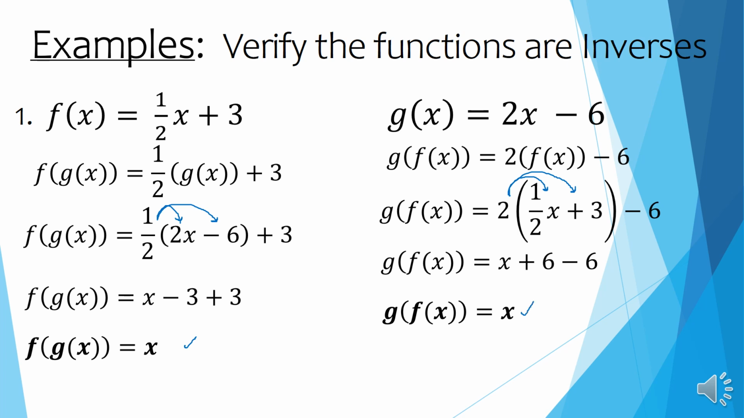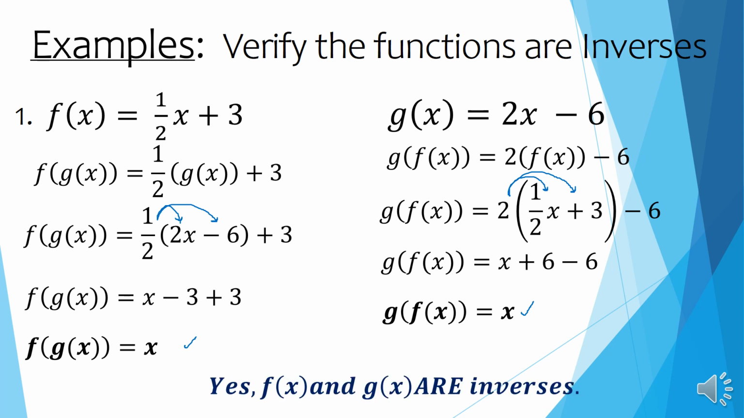Since both compositions equaled x, that means that the functions are inverses. That means they reflect over the line y equals x that we did in the very first lesson of inverses. We looked to see the graphs. Do they reflect each other? Perfect. All right, we have a few more. Let's skedaddle through them. Here we go.